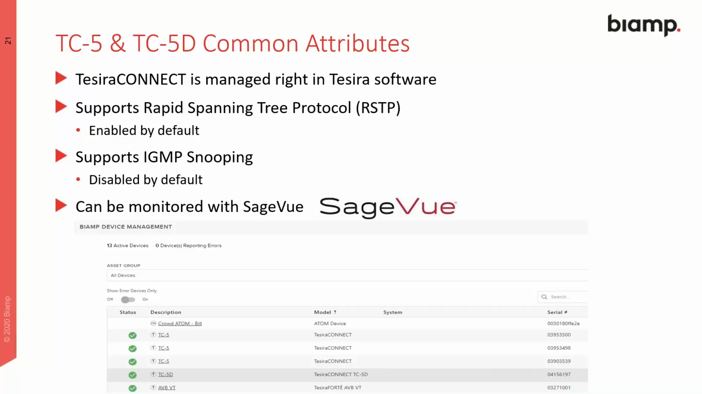Also, you know SageVue, so all the devices of the TesiraCONNECT family are monitored by SageVue, so you can monitor all the TC5s, upload the firmware, update the firmware, check the status. Any error that happens in the device will report an email to your IT manager or your admin.